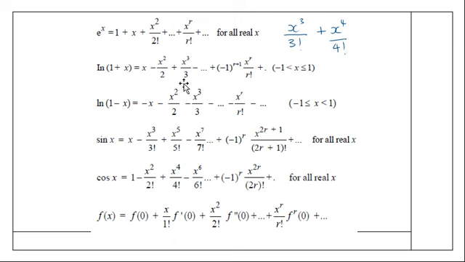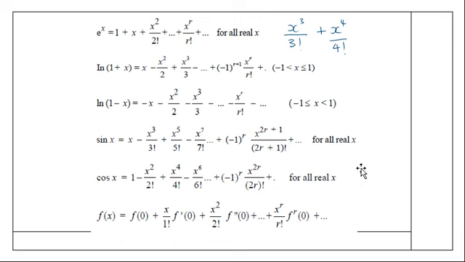This is the Maclaurin series for ln of 1 plus x, and the x is restricted, right? This is the range for x that you're allowed to plug in. The Maclaurin series for ln of 1 minus x is also on the formula sheet. X again is restricted. The Maclaurin series for sin x is also provided. The Maclaurin series for cos x is also provided. These are the ones on your formula sheet.